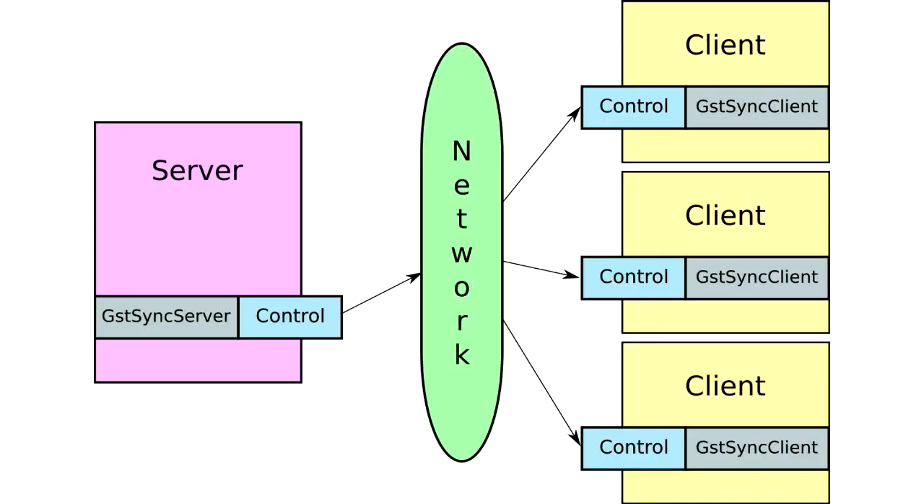This somewhat ugly diagram kind of shows what's going on there. So you have a server. The server is a program, so it can be running on any of the nodes that's also running a client, right? You're instantiating a GST sync server object on the server, a GST sync client object on each client, and there's this control plane that's taking care of all the messages and everything under the hood, right?